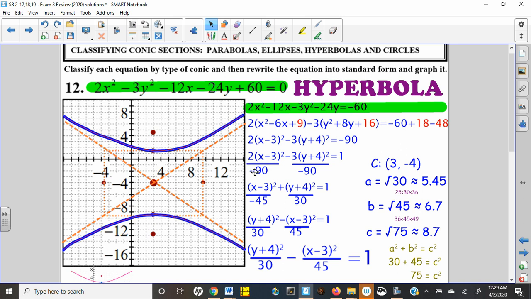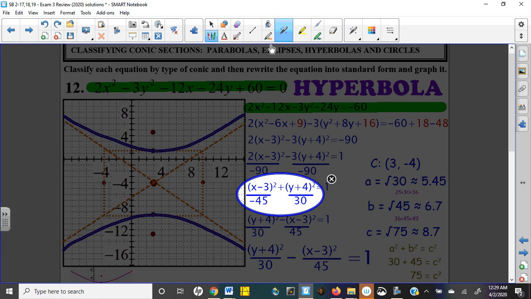The 2 over negative 90 reduces to negative 45, and the 3 over negative 90, and I guess it's really a negative 3 over negative 90, reduces to a +30. So what we find out at this point, right, is that it's not in the traditional form that we like to see it in. We have the negative fraction first and the positive fraction second.